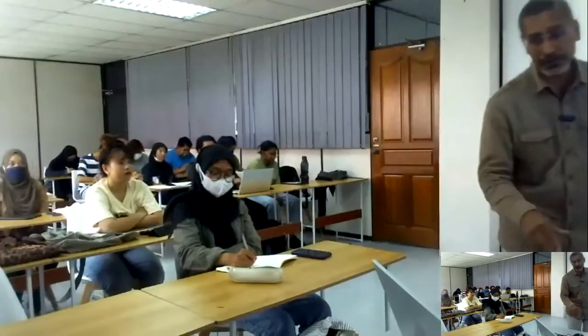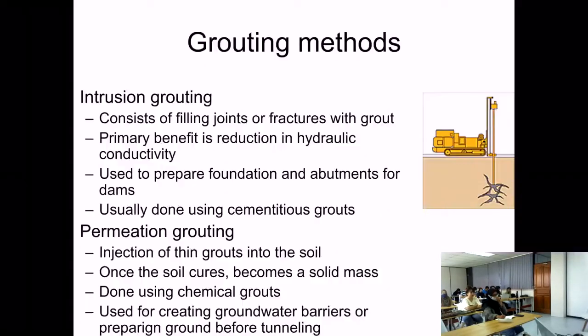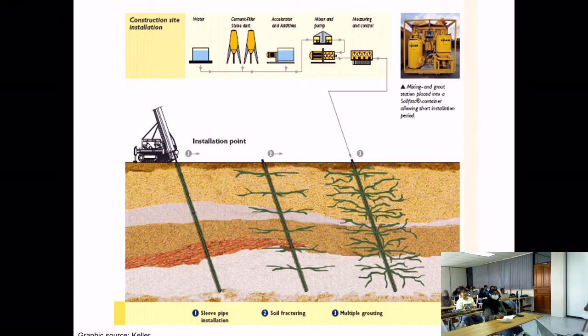So for cementitious grout, this is an example. You have a machine that pushes cement into the ground and creates a cemented zone. You can create some kind of web inside the ground that is interconnected. Of course, this is the first injection. The next one maybe is beside it, so it will create something like this, right? And then it makes the soil stronger.